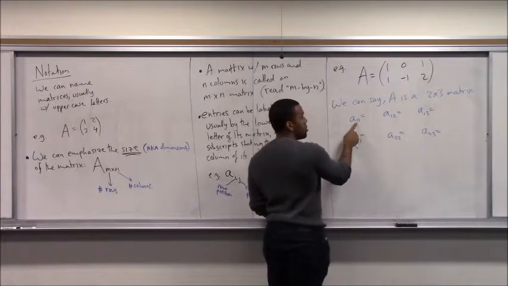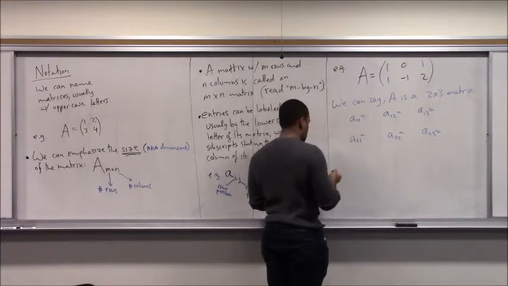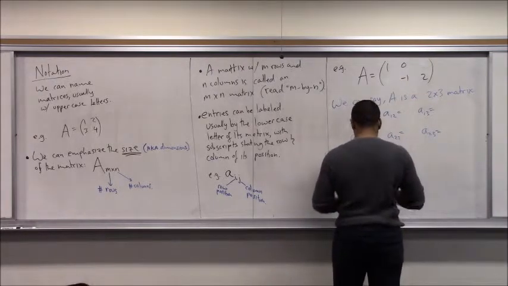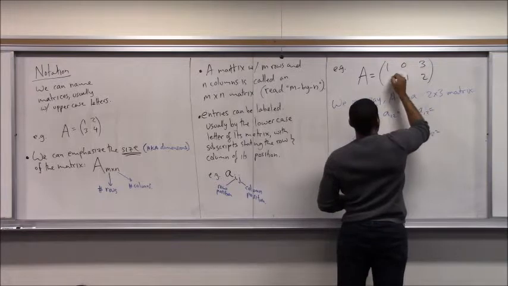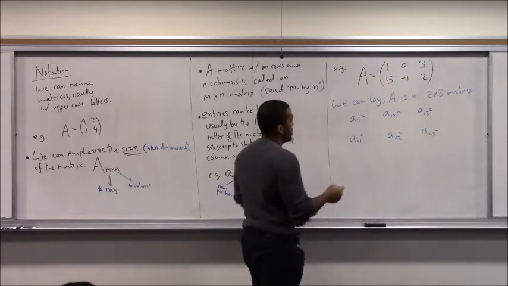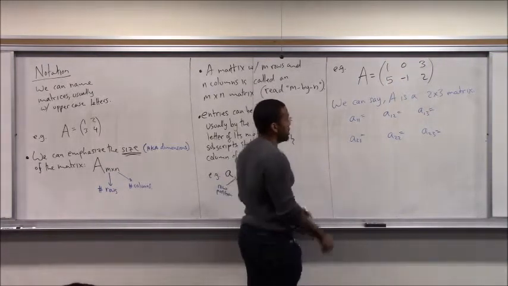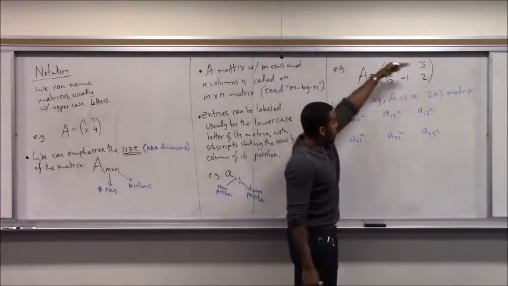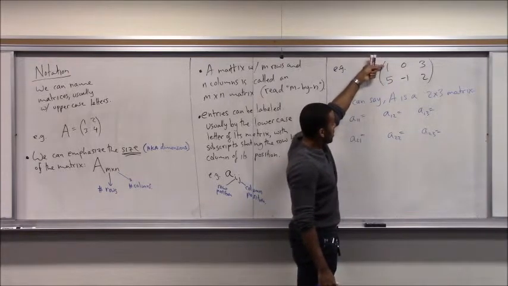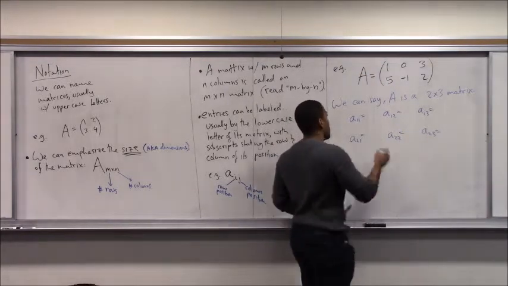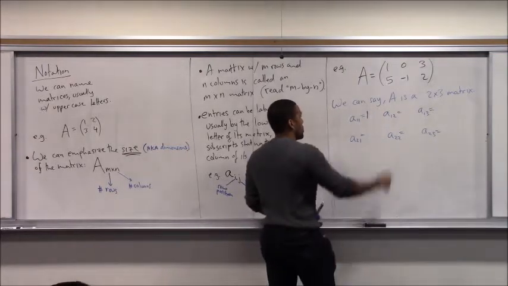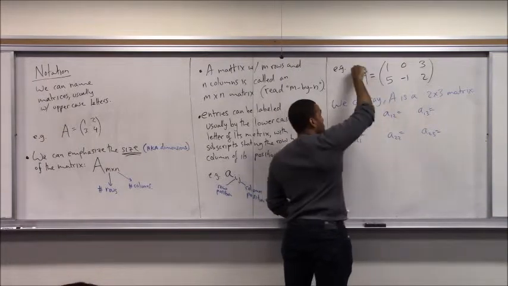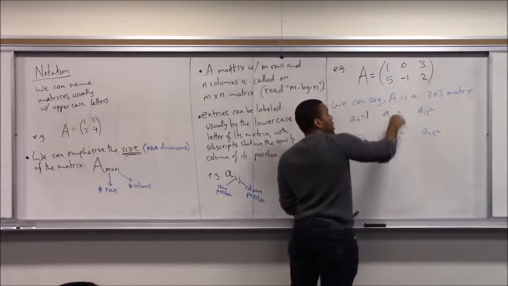This says this is the number in the first row, first column. Let's make these all different so there's no ambiguity here. This is a 3 and a 5. So if you write little a subscript 1, 1, that's saying the number in the first row and first column, that's row 1 and column 1, that's this number here, 1. A12 means the number in the first row, second column, it's going to be 0.